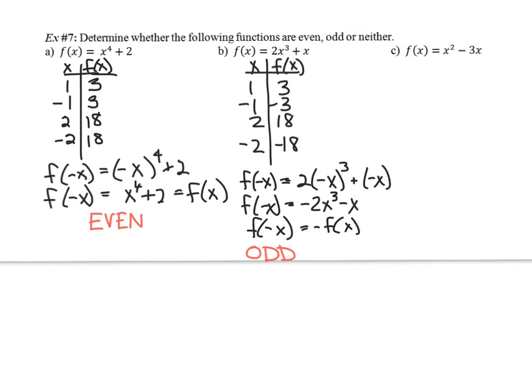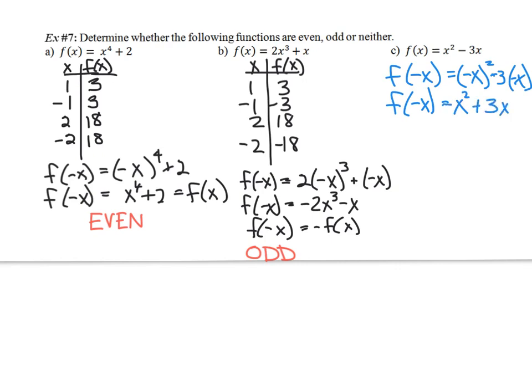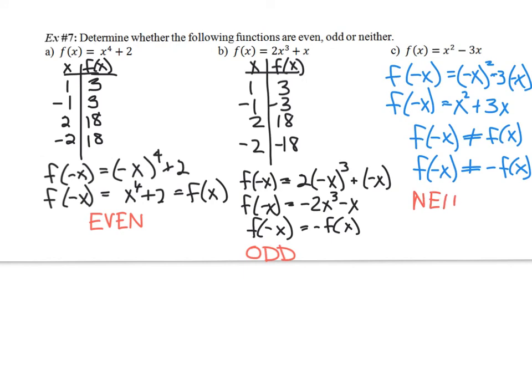For my last example, I'm just going to go ahead and substitute in a negative x into my function and see what the result turns out to be. So negative x squared minus 3 times negative x. So I am ending up with f of negative x is equal to x squared plus 3x. Now if I look closely, I see that f of negative x is not the same as f of x. But I also see that f of negative x is not the same as the negative of f of x. So if neither holds true, then that means that this function must be neither even nor odd.